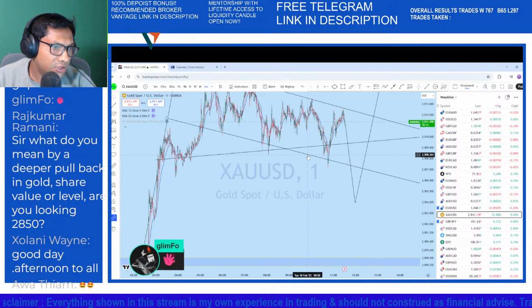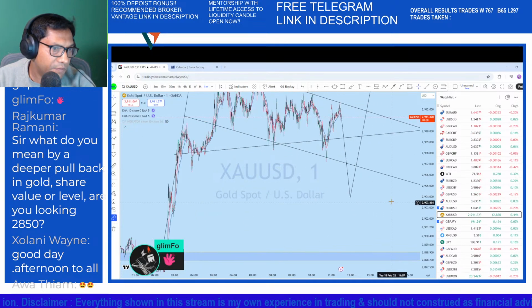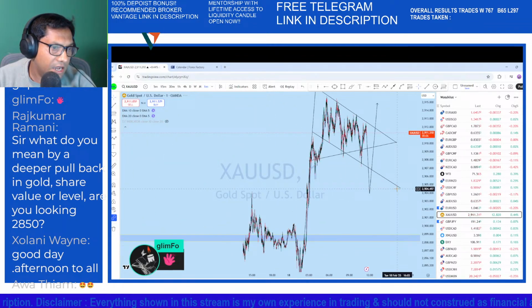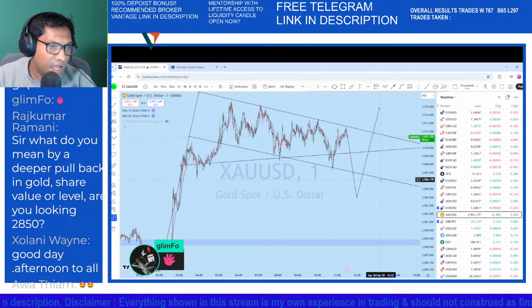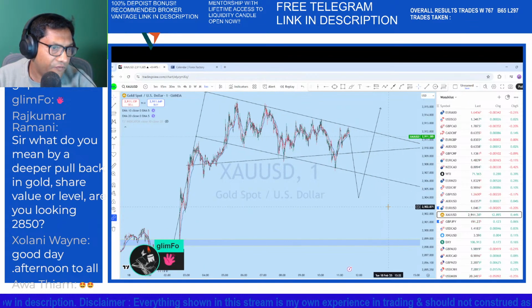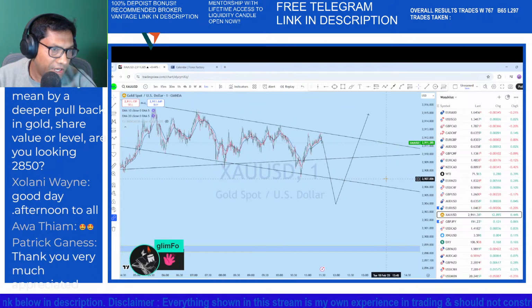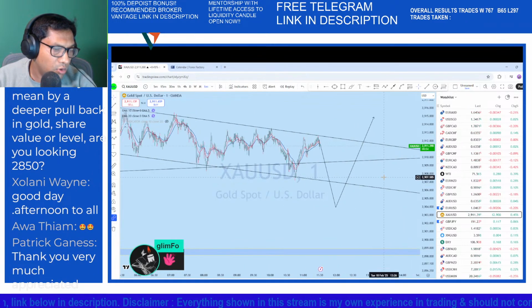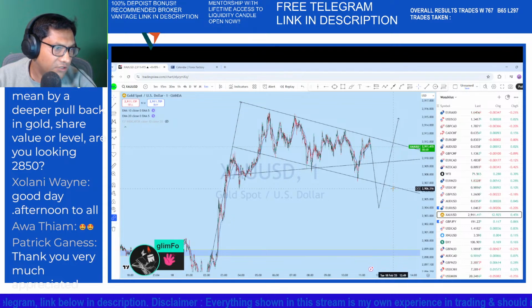So that's where we can see the market coming here potentially and then bouncing back up again. This is the zone that we will be waiting for a potential trading opportunity in this market. So let's look to see where we can find entry in this market.